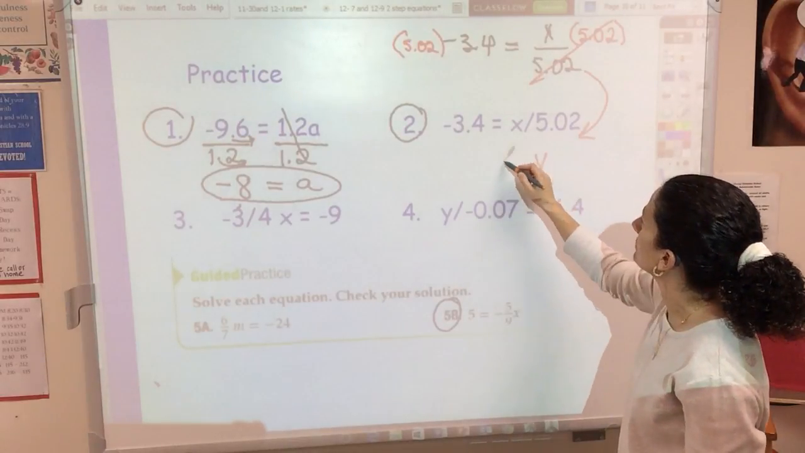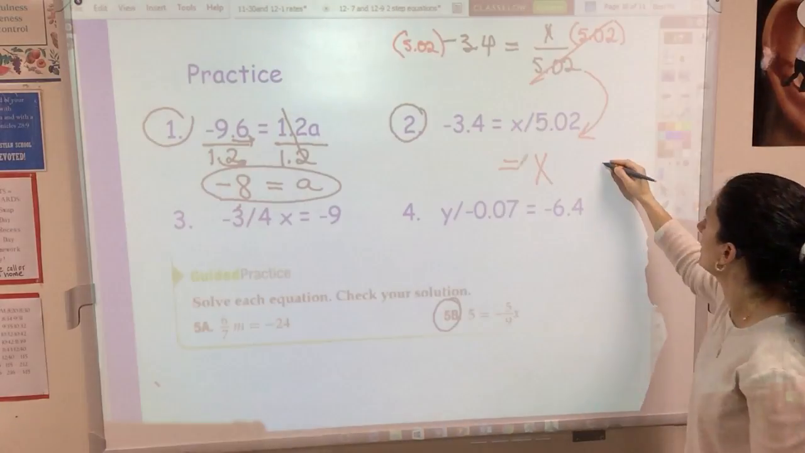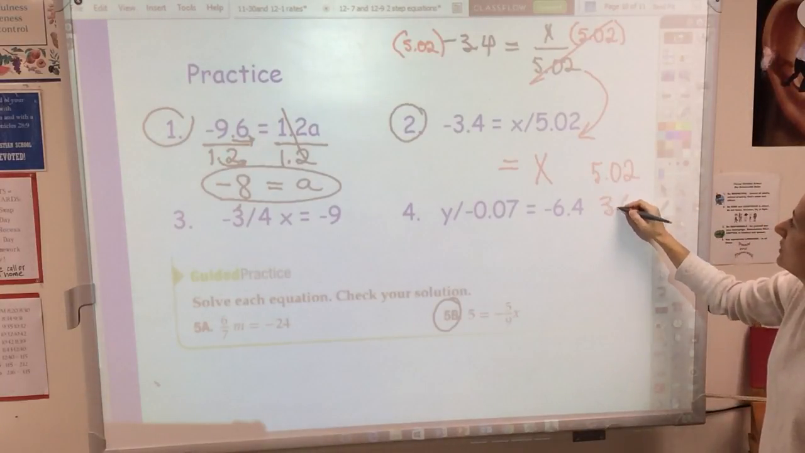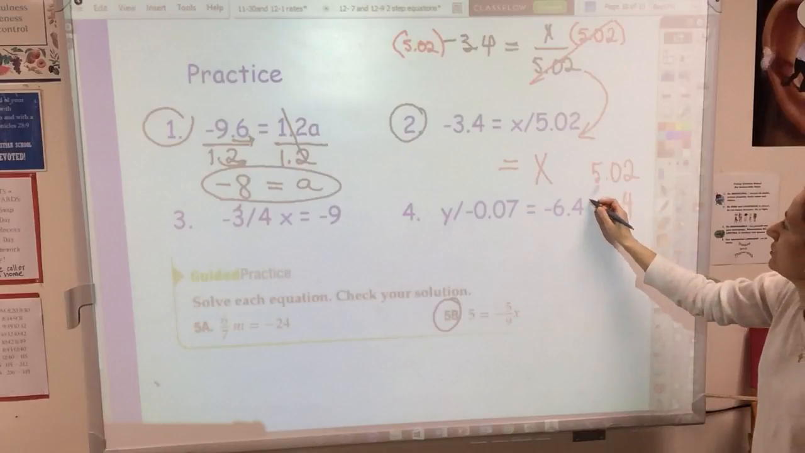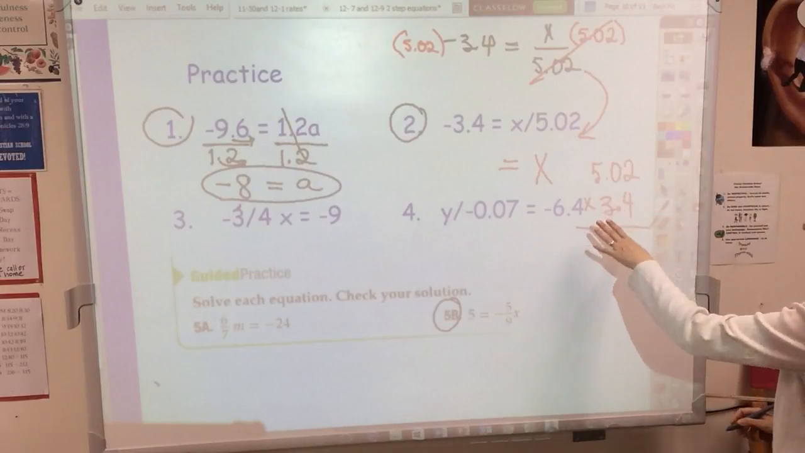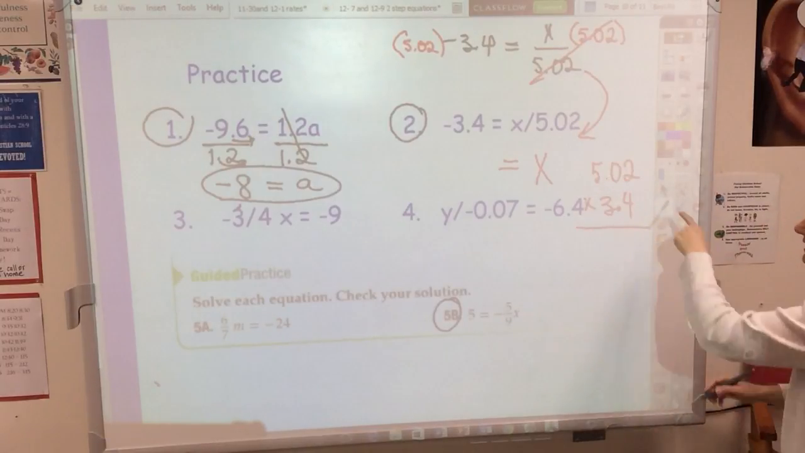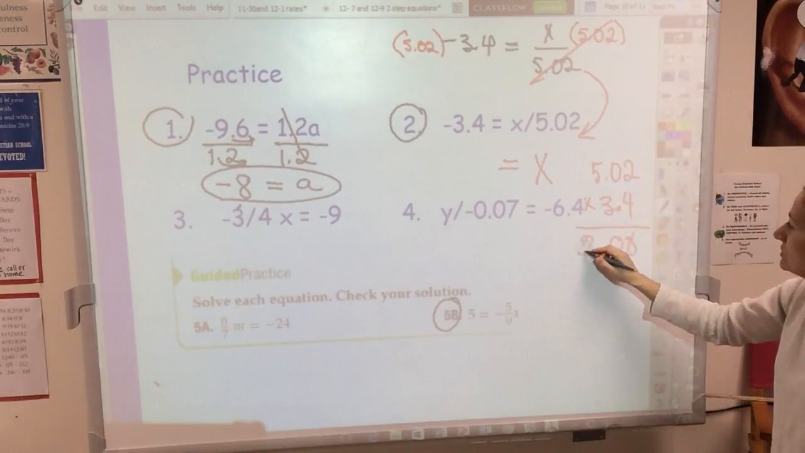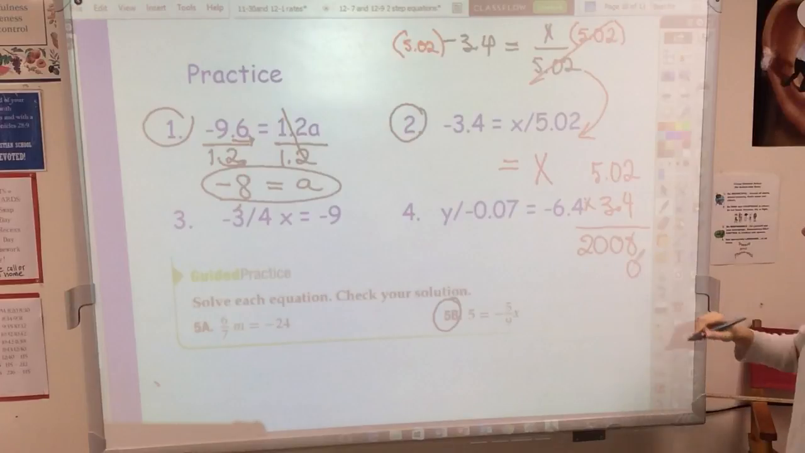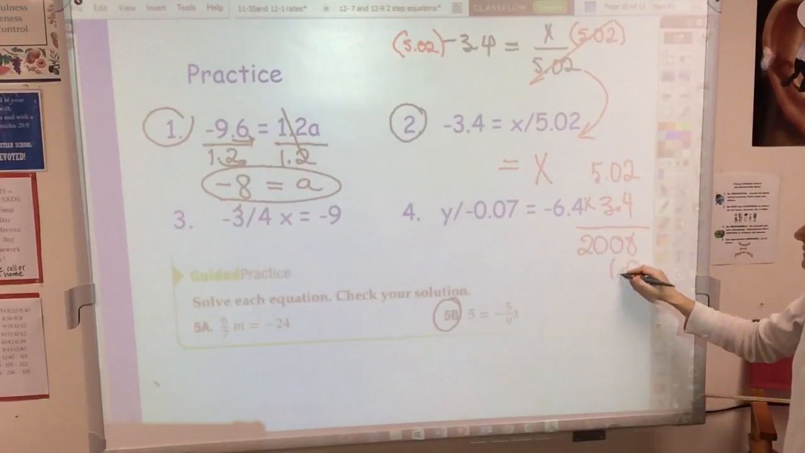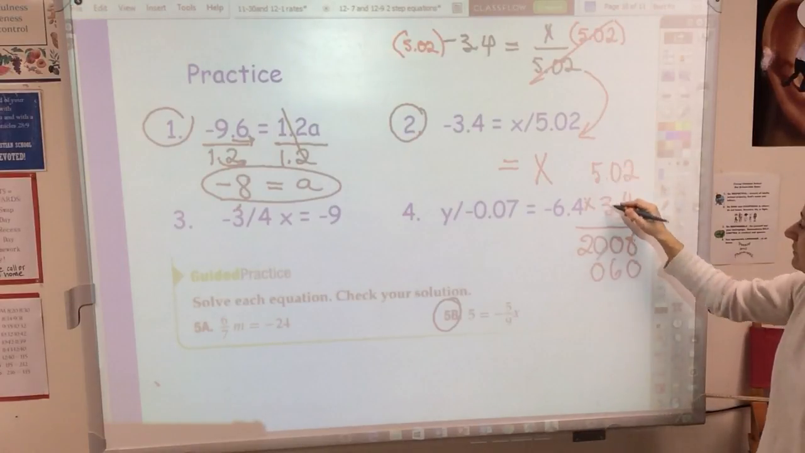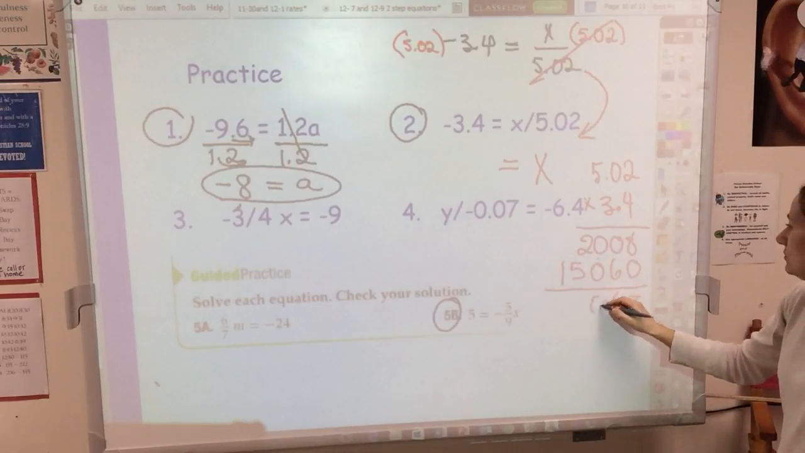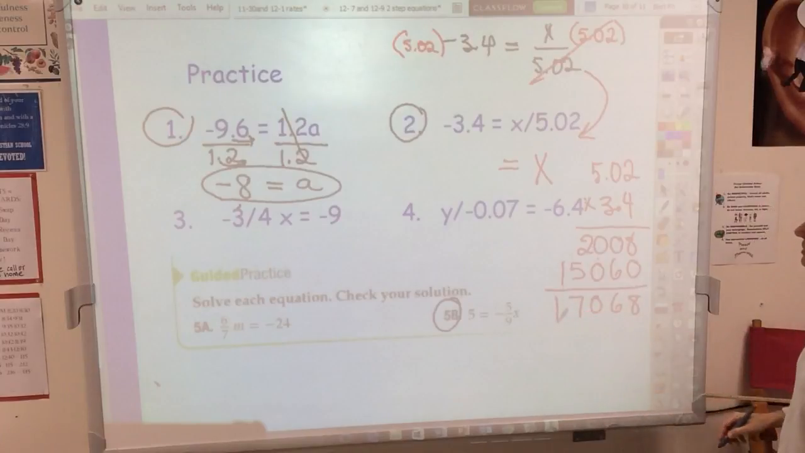Okay, that'll cancel. And I'm just going to come down here. X is now alone. And let's do the multiplication. 5.02 multiplied by 3.4. Okay, I don't have to be worried about lining up my decimals. I'm going to be concerned with that at the end. 2 4s are 8, 0 times 4 is 0, 5 times 4 is 20. Put my placeholder. 2 times 3 is 6. 0 times 3 is 0. 5 times 3 is 15. Add those up. And hopefully you've already done this and you're just checking your work.